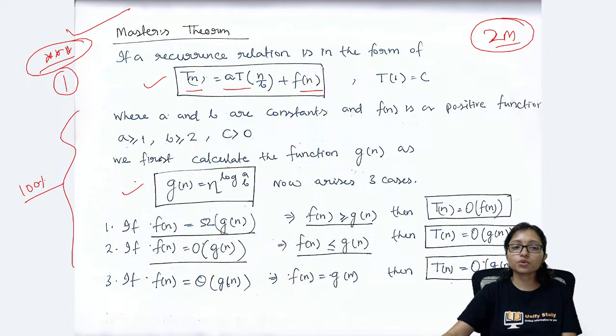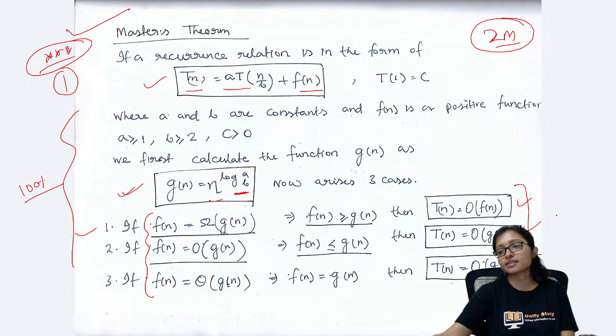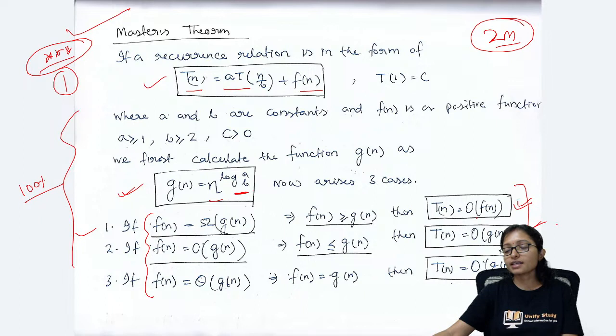Gn equals n to the power log a base b. After that we are checking between Fn and Gn. It is an easy one. For the first two rules, whichever one is greater, that is the answer. If Fn is greater, then Fn is the answer. If Gn is greater, then Gn is the answer.